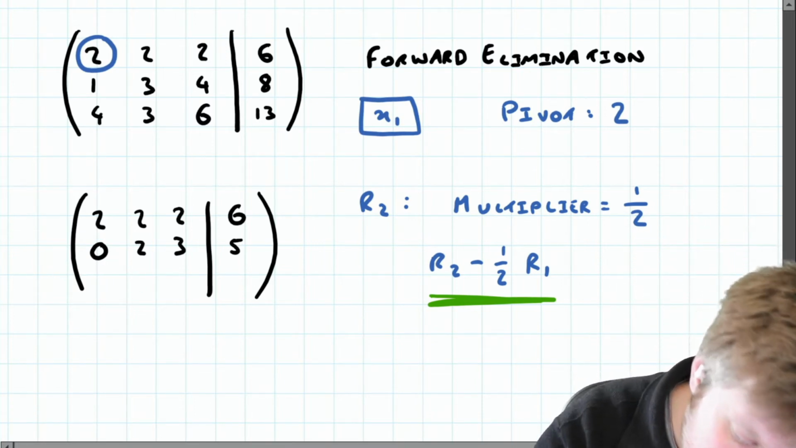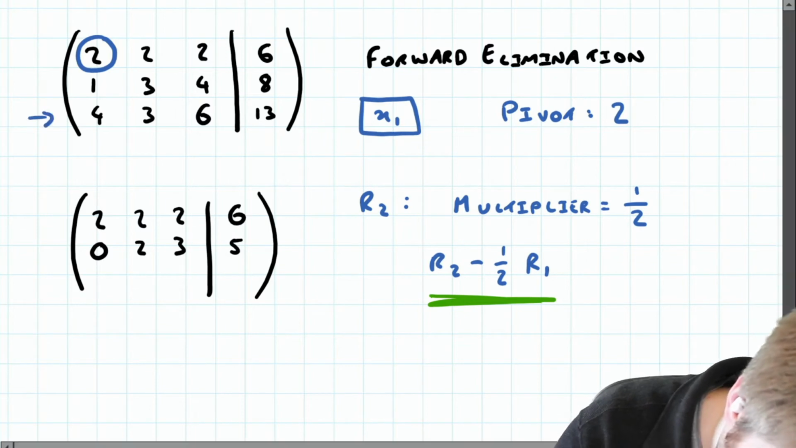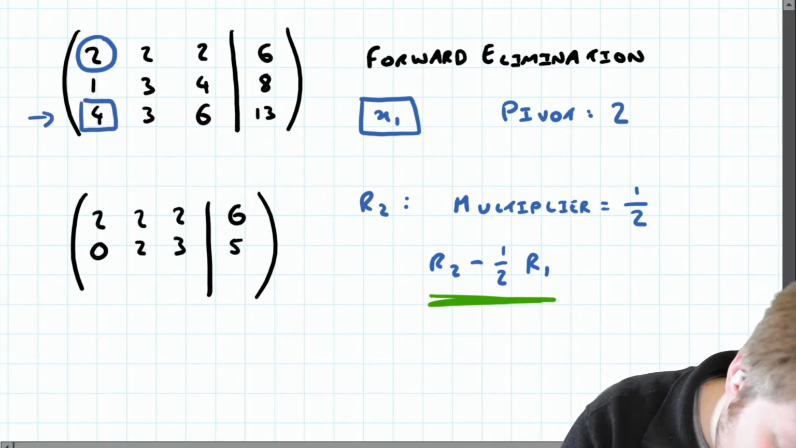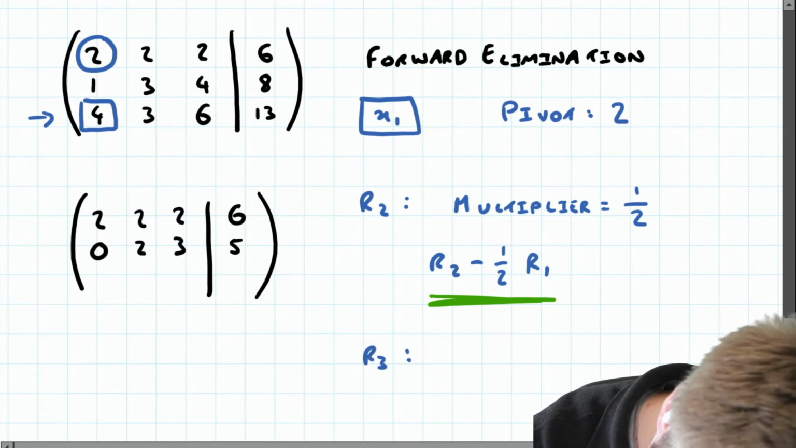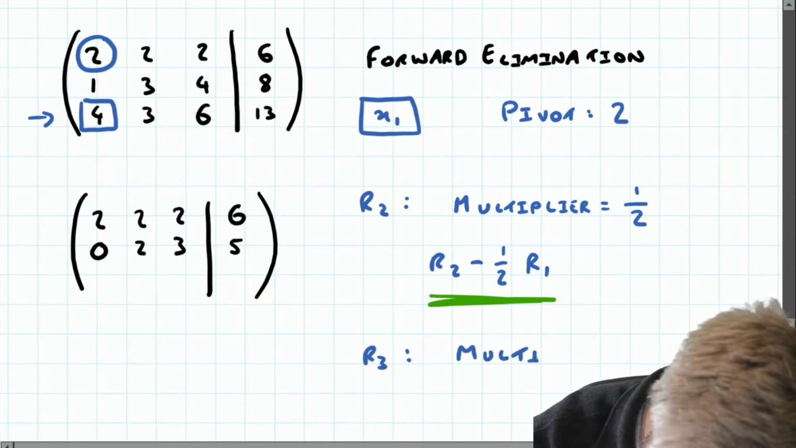Now let's do the same thing, but for row 3. So let's move on to row 3. In this case, I want to change 4 to 0. So if we do row 3 down here, R3 for short, let's first of all figure out what the multiplier is.